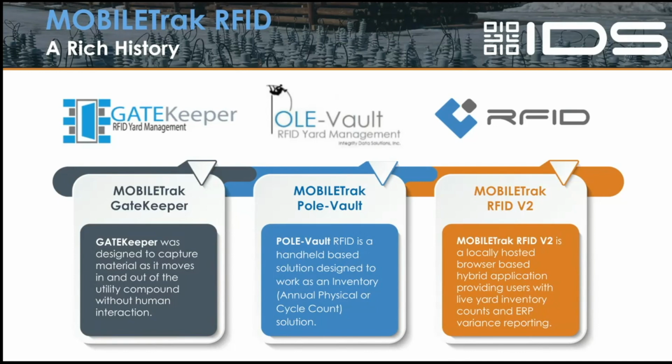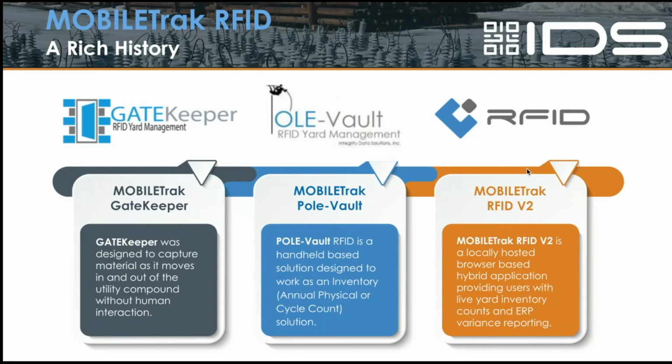Fast forward to January of 2024, this year, we released our V2 or version 2 of MOBILETrak RFID. And it's really kind of a combination of both of those. However, it's really getting rid of all of that human interaction, right? So at the gate, as well as in the yard, doing those cycle counts, and now full physical inventories without a human being doing that, right?